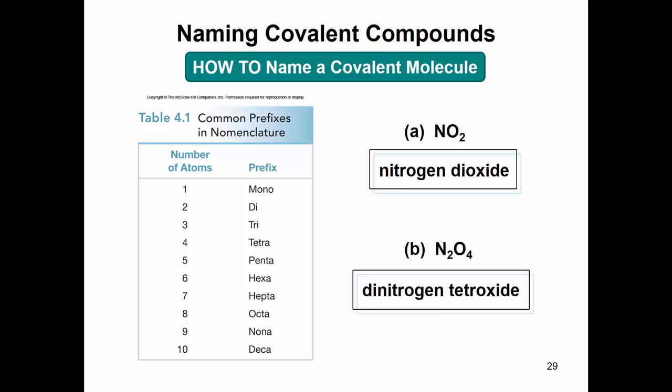You just write nitrogen. But then we have two oxygens, so we say dioxide. We use the di in front. On the previous slides, we had just written nitrogen oxide, and that's not correct because it's nitrogen dioxide. If you have two nitrogens, you have dinitrogen. And if you have four oxygens, 4 is tetra, so tetraoxide. We always end in IDE, and you drop the first vowel if you have two vowels next to each other. So this would be tetroxide.